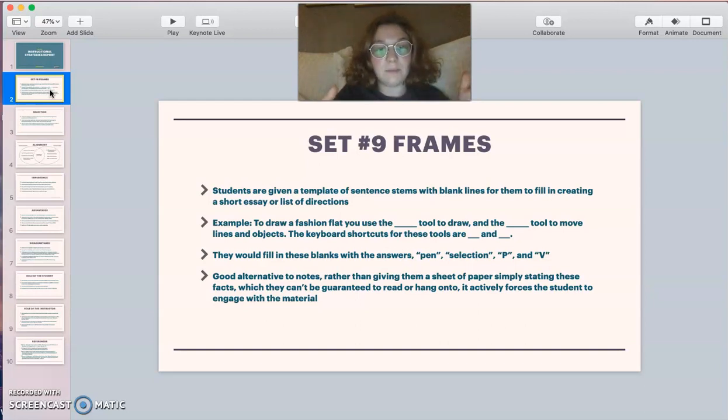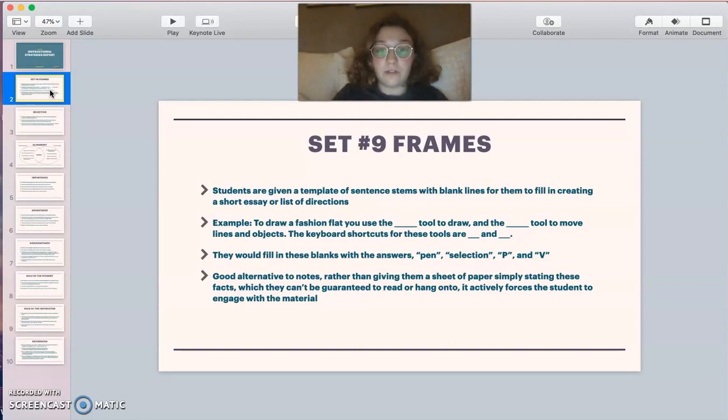Here's an example to get an idea. To draw a fashion flat, you use the blank tool to draw and the blank tool to move the lines and objects. The keyboard shortcuts for these tools are blank and blank. The student would, with a pen, write in the correct answer to the blank in these typed-out notes, and then hang on to that set of notes with their newly filled-in answers.